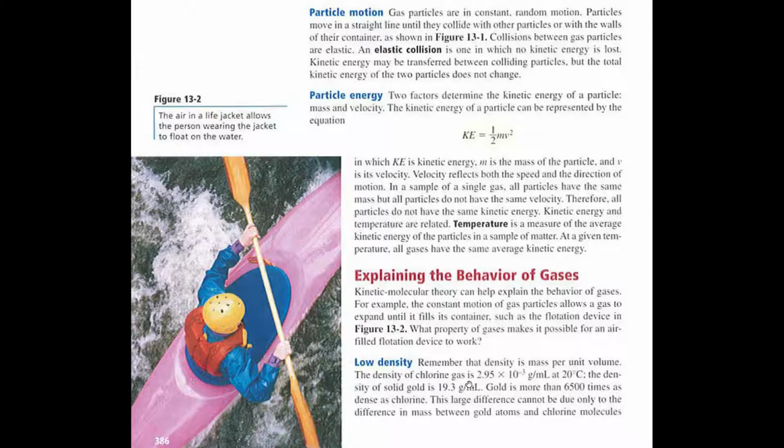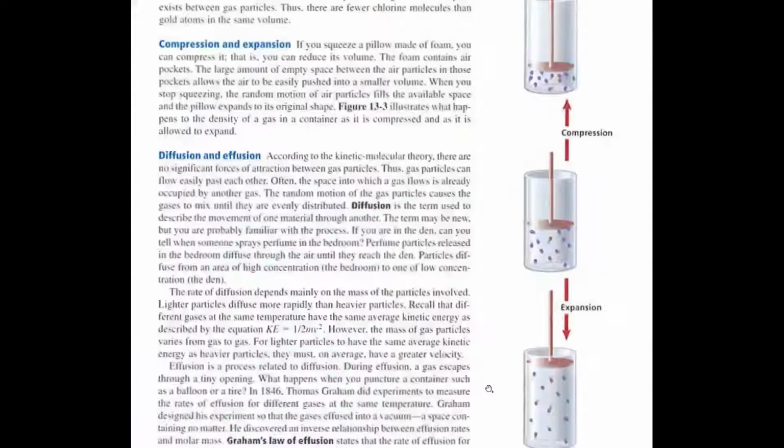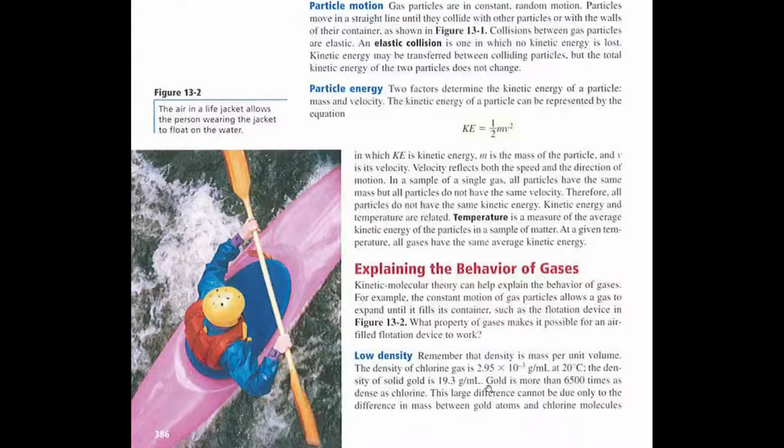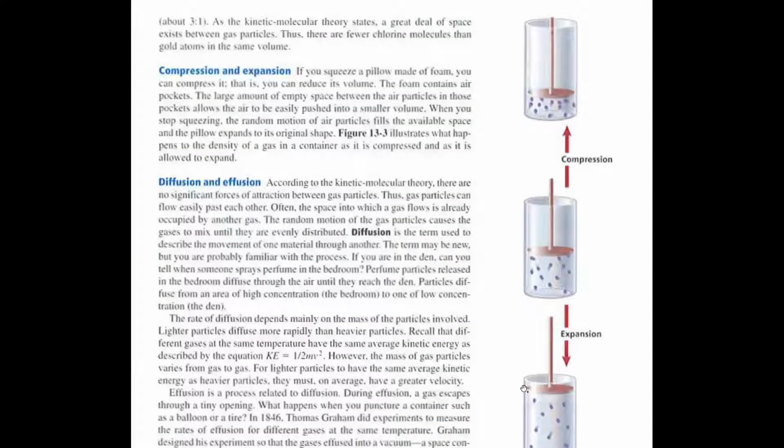Now, yes, gold atoms are bigger than chlorine gas atoms, but not that much bigger. So what's happening here is that there must be a bunch of empty space in the chlorine gas. Does that make sense? If you have a jar of gold and a jar of chlorine gas, the chlorine gas is going to weigh less because there's a lot more nothing inside of it. There's a lot more empty space inside of it compared to a solid chunk of gold. So gases have very low density.